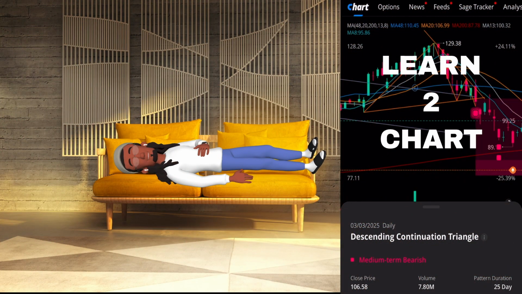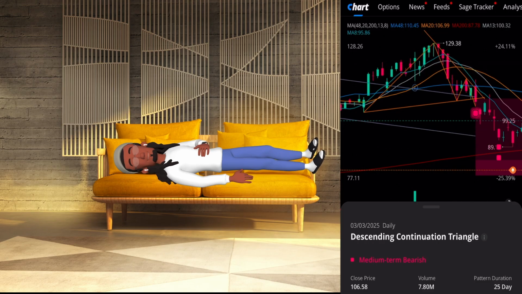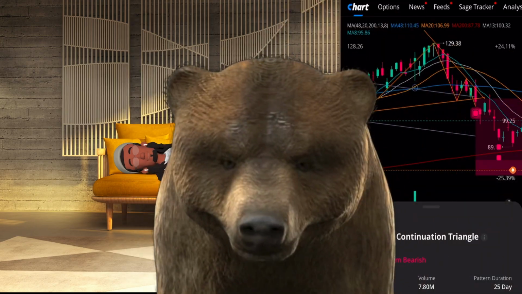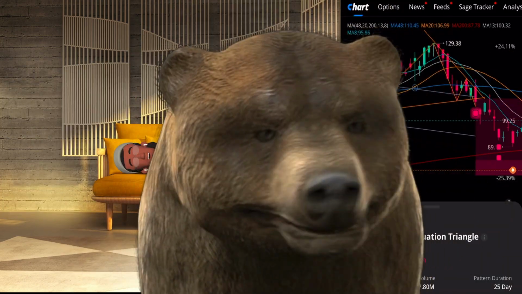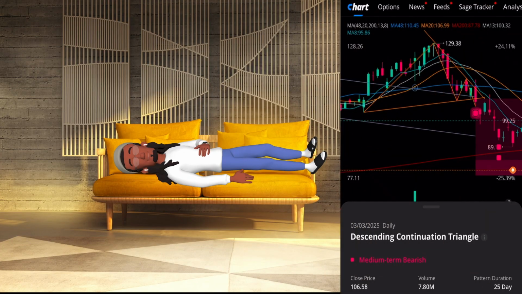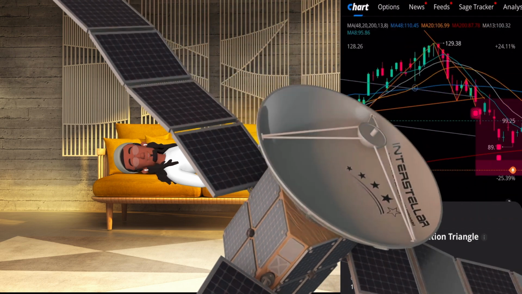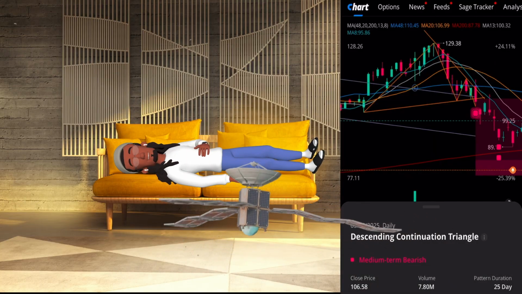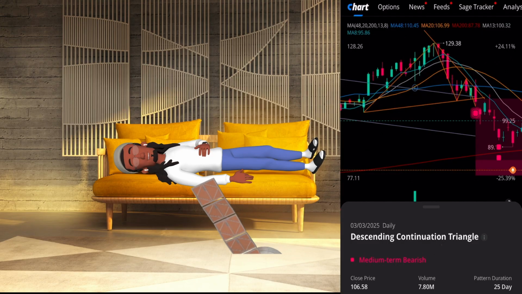All right, so we're looking at the descending continuation triangle. This is a medium term bearish signal. We are looking here at prices going up, coming back down, and then essentially breaking off into a greater move to the downside, a continuation to the downside. All right, so let's get into the descending continuation triangle.